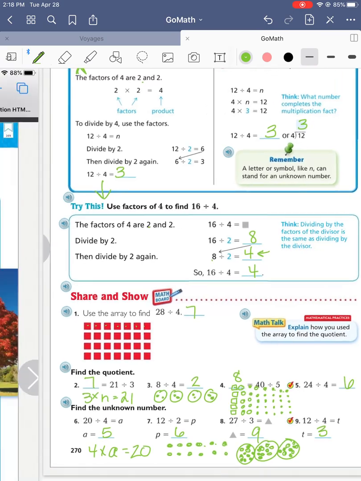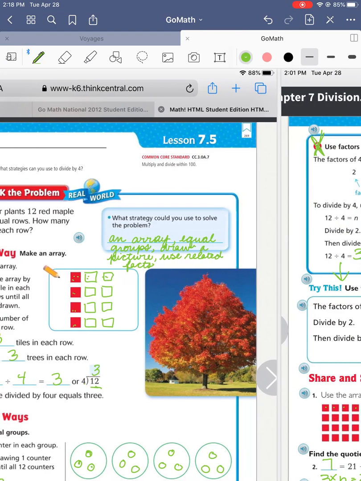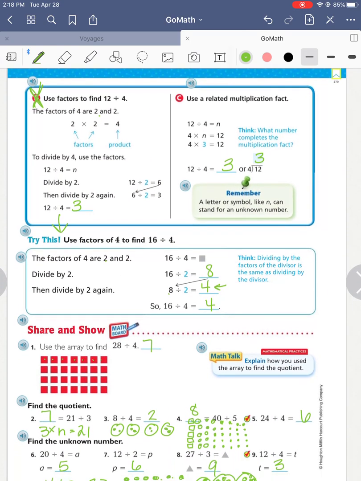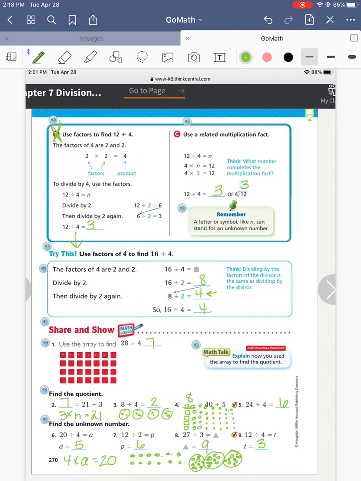12 divided by 4 we did just on this previous page too, if you remember. So there's 4 rows and 3 across. So we know 12 divided by 4 is 3. So there's 3 in each row. You could draw that again if you needed to check yourself.